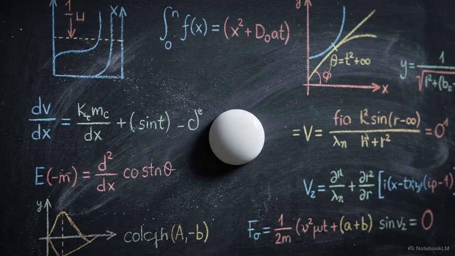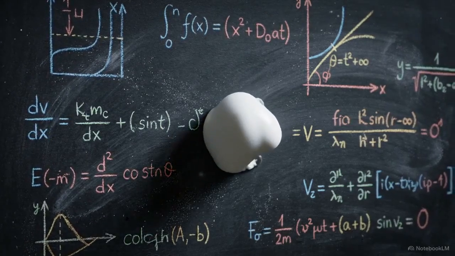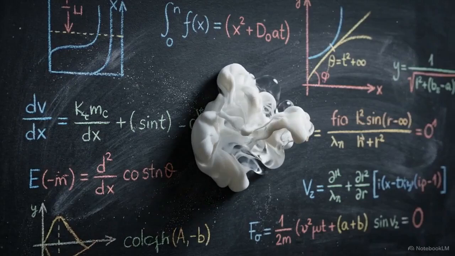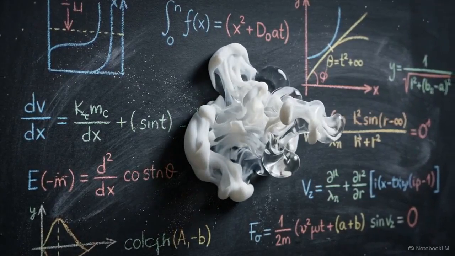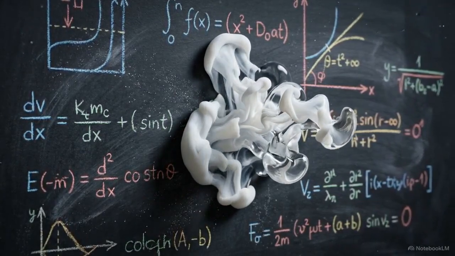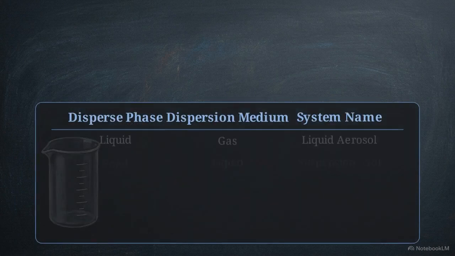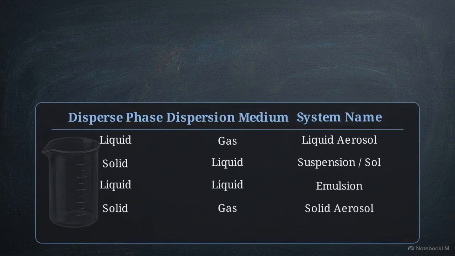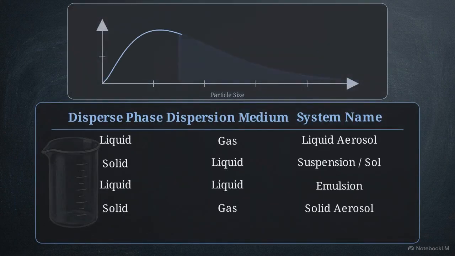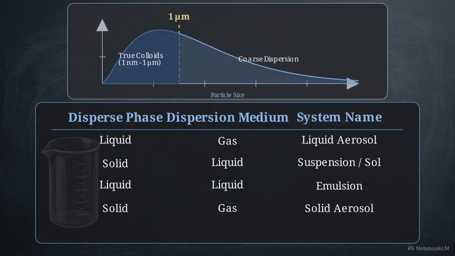A disperse system consists of one component, the disperse phase, distributed as individual particles or droplets throughout a second continuous phase. By rigorous physical definition, a true colloidal dispersion exists strictly when those dispersed particles measure between 1 nanometer and 1 micrometer. This matrix outlines permutations of a dispersed system across states of matter. Coarse dispersions, like emulsions, often exceed the 1 micrometer limit, yet still exhibit true colloidal properties.